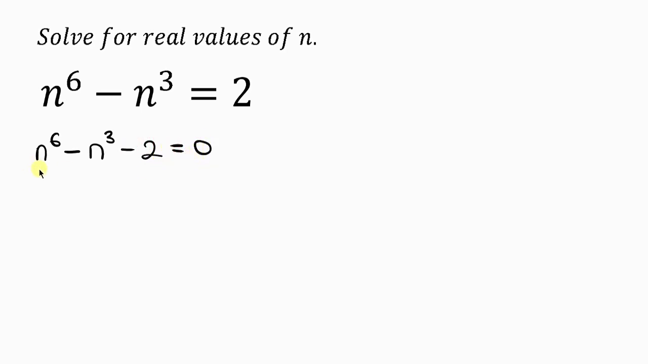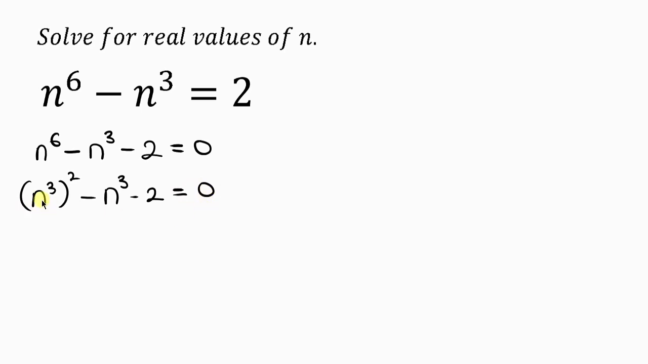Now our next step will be for us to express this n to the power 6 in terms of n to the power 3. So this can be written as n to the power 3 raised to the power of 2, because from indices, powers multiply. That means 3 times 2 will also give us 6. So this expression is correct. Minus n to the power 3 minus 2 equal to 0.